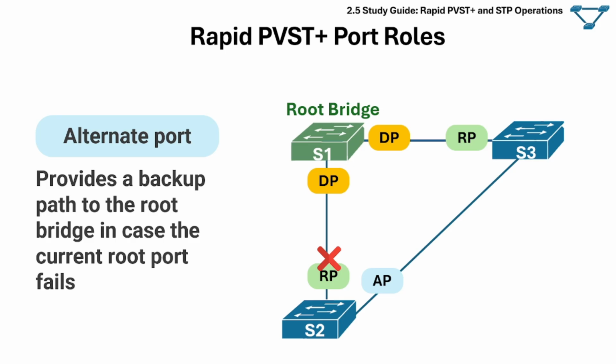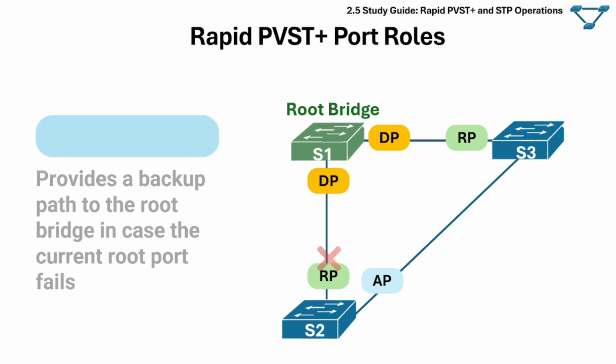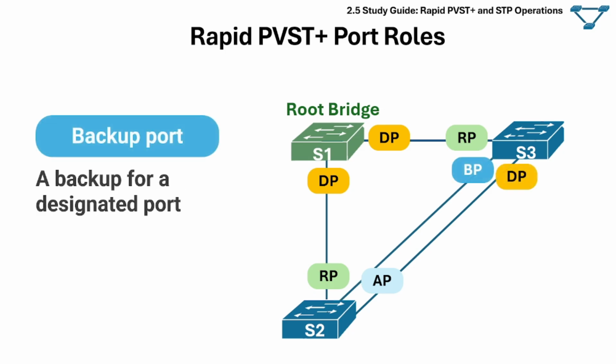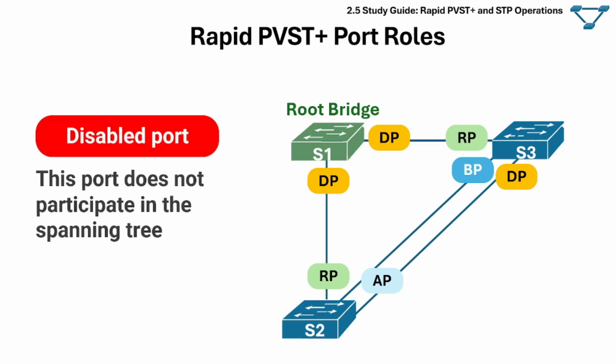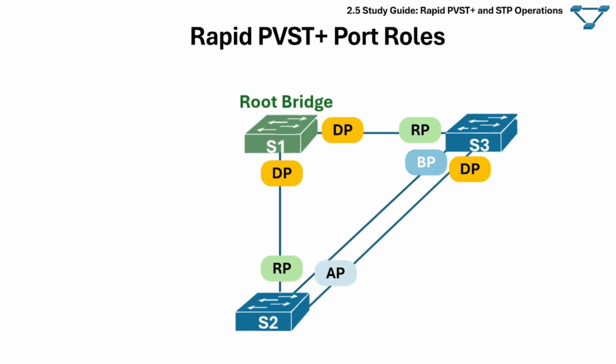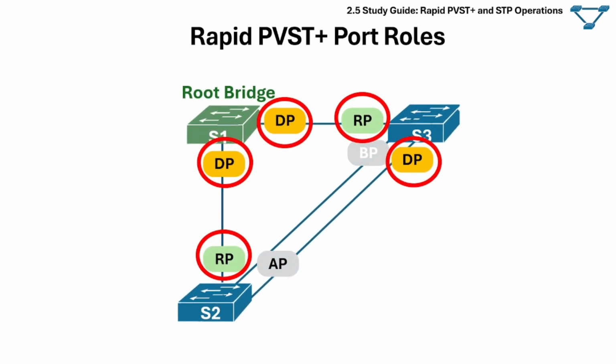It provides a backup path to the root bridge in case the current root port fails. Next is backup port. This port serves as a backup for a designated port. It's used when there are two links from the same switch to the same LAN segment or loop back. And the disabled port. This port does not participate in the spanning tree. Only root and designated ports are part of the active topology. Alternate and backup ports are kept on standby and excluded from normal traffic flow.